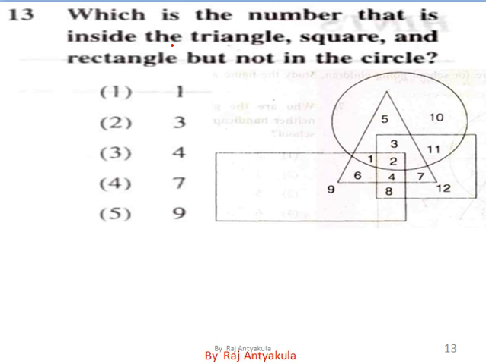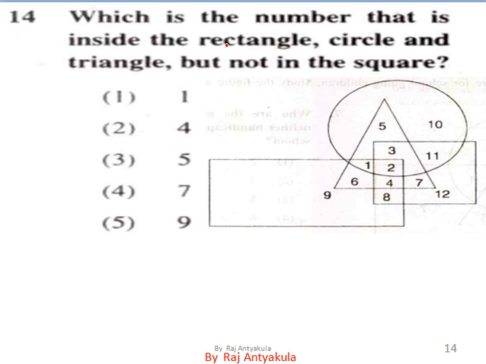Which is the number that is inside the triangle, square and rectangle but not the circle? He said not the circle. So first of all, I will strike out the circle part which is common to other numbers. And this 4 is common for the triangle and is there in the square as well as the rectangle. Is it clear? So which is given in option 3. So 3 is the answer.